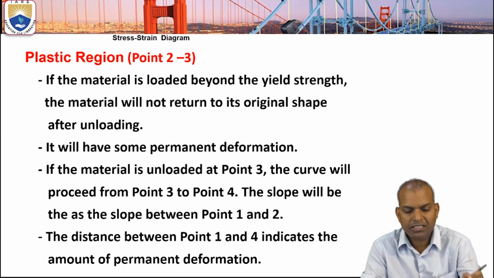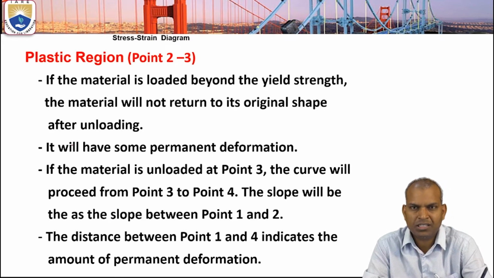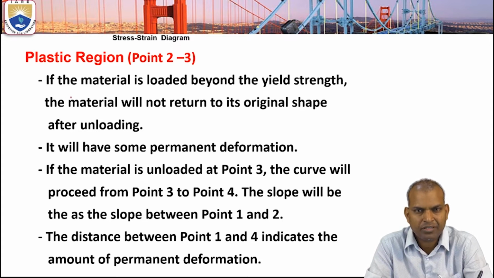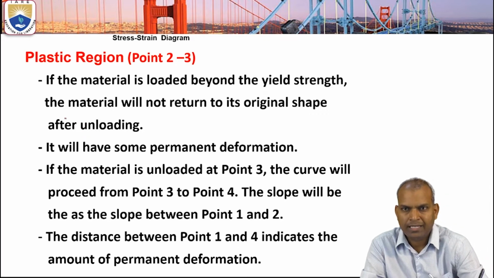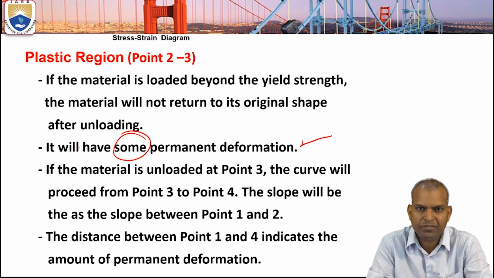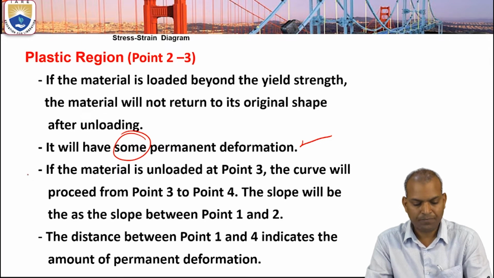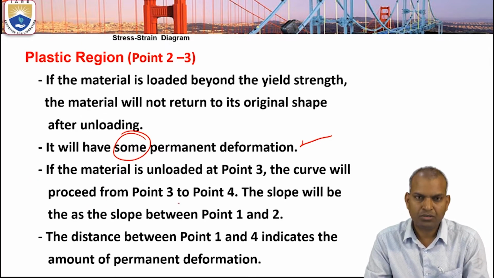Now in this plastic region, if the material is loaded beyond the yield strength, it will not regain its original shape even if the material is unloaded after point 2 to 3. It will have a permanent deformation. And if the material is unloaded at point 3, the curve will proceed from point 3 to point 4.